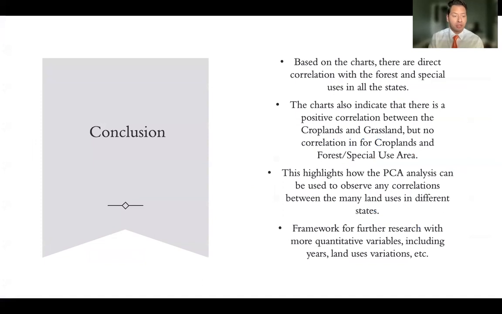So in conclusion, based on the chart, there are direct correlations with the forest and special use in all states. The chart also indicates that there is a positive correlation between the croplands and grasslands, but no correlation between the croplands and forest and special use. This highlights how PCA analysis can be used to observe correlations between many land uses in different states. And this builds a framework for further research with more quantitative variables, such as more land use variations and multiple years, and et cetera.